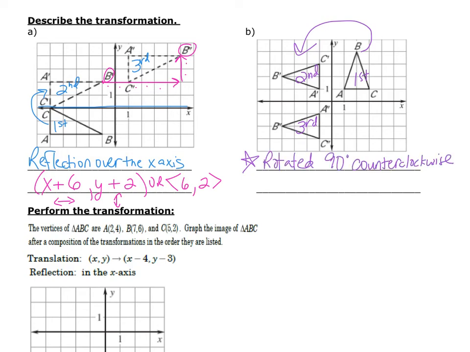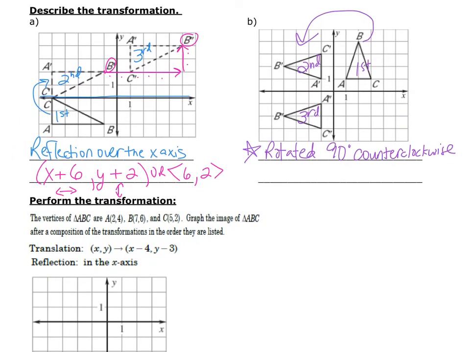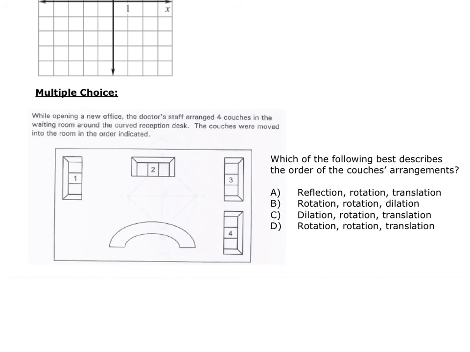Now for the next one, I was going to say it went just straight down because that's what it looks like when you first look at it, but you have to look at the letters. So the letter A is one above and now it's one below, so it's actually reflected over our x-axis instead of rotated or just translated. We are going to skip the perform the transformation since we've done one of those already.